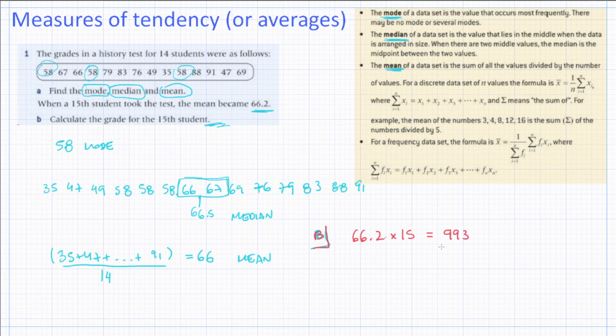993. So I know that the total score now is 993. The total score before, if I multiply 66 by 14 here, was 924. If I take the difference, the new total score minus the previous total score, we simply have 69, and that's his grade. And you can see his grade was higher than the mean, so that's why the new mean is higher. Right? So that's one example. Let's take a look at another one now.